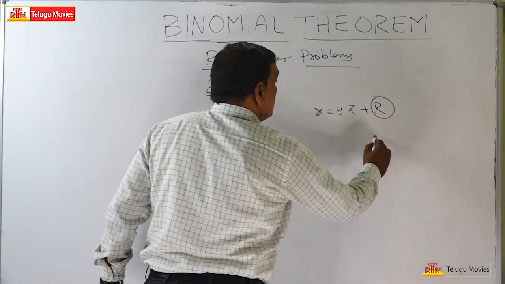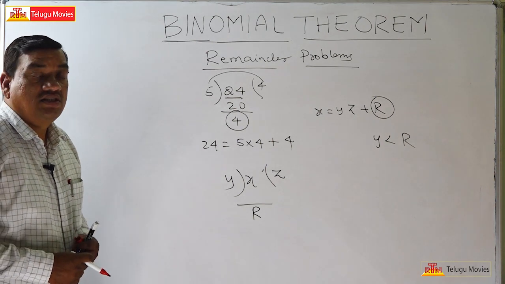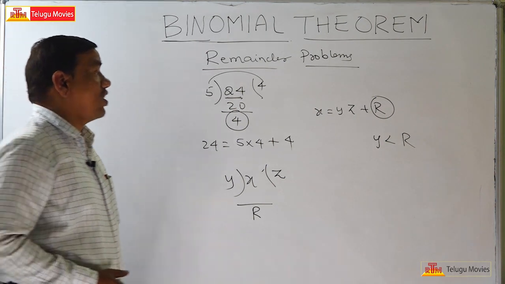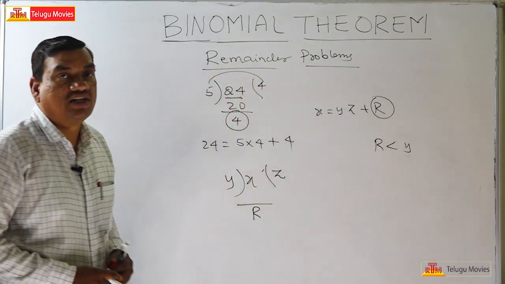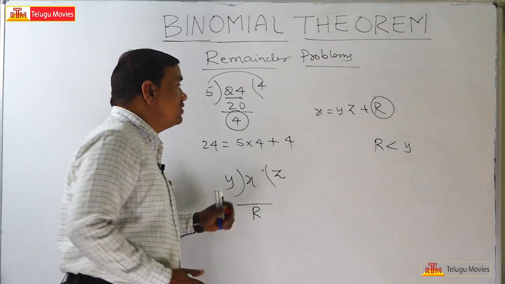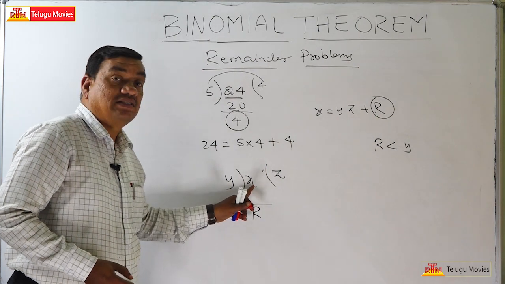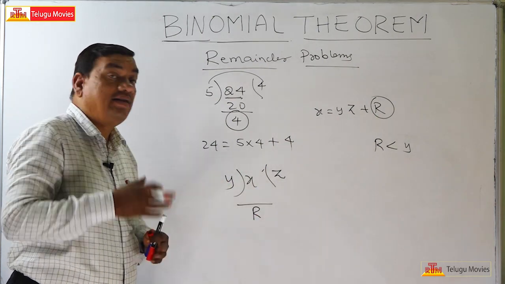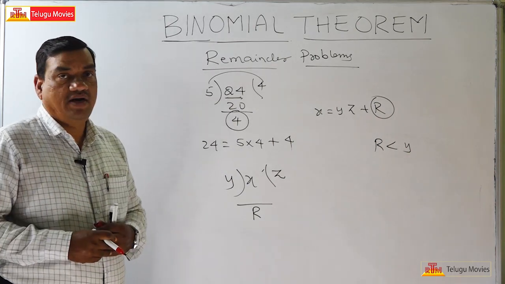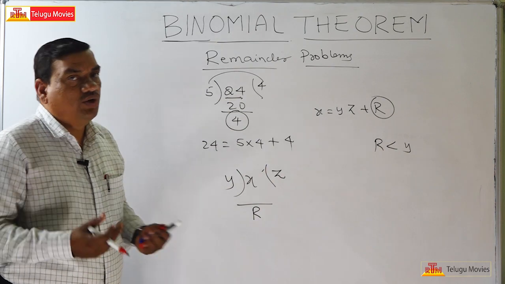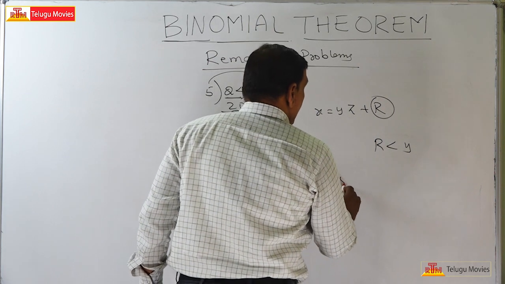This r is strictly less than y. Understand? Strictly less than y, whatever the remainder may be. That means whenever you want to find a remainder, you have to express x in terms of y into some integer plus whatever output comes, and that will become the remainder. If it is a small problem, we can do it easily. If it is a very big number, for example, 5 to the power of 5 to the power of 5.